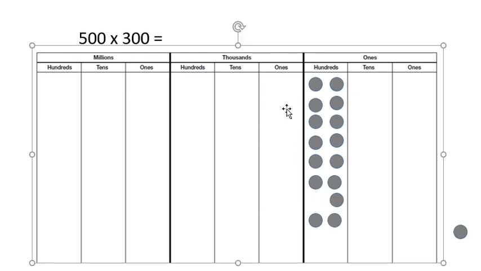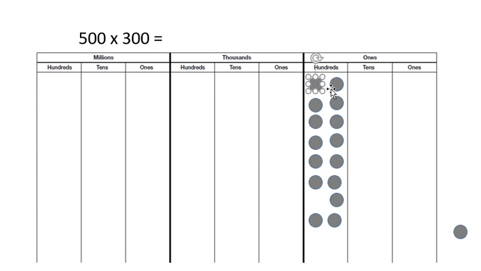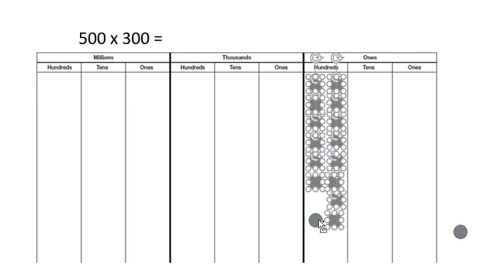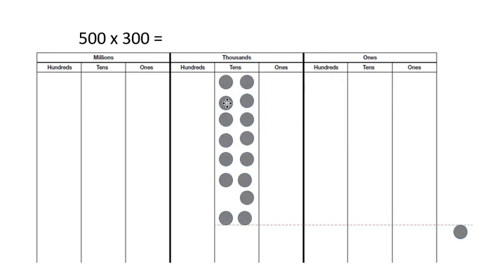But we don't want 5 groups of it. We want 500 groups of it. So we now have to multiply this. I'm going to move all of these over and multiply them by 100. We already learned if we multiply by 10, it goes here. So if we multiply by 100, it goes here. So let's do that now. Multiplying it by 100, and they go there. So we now have 15 10,000s.